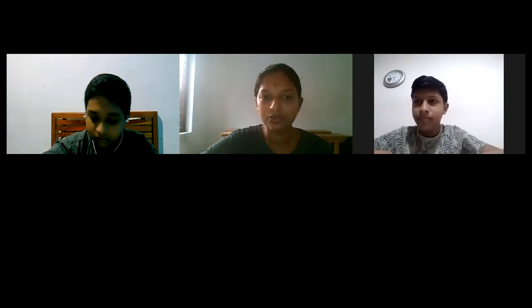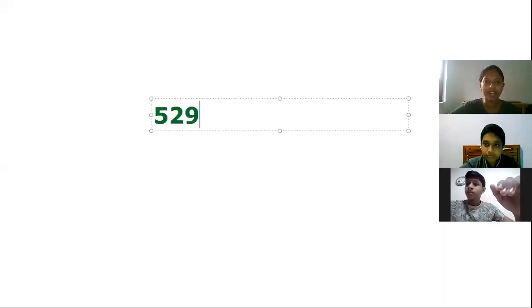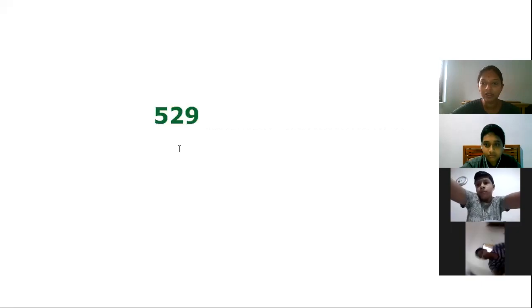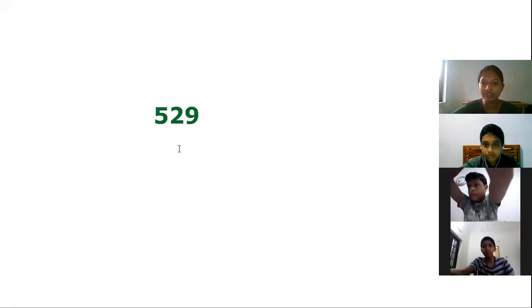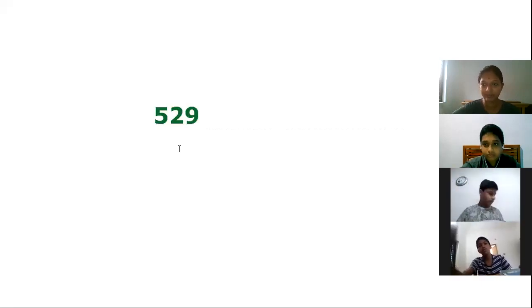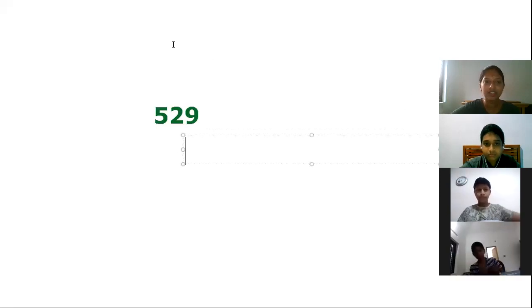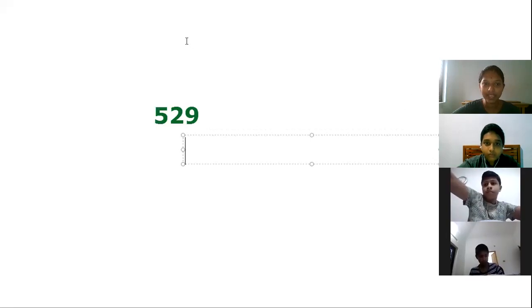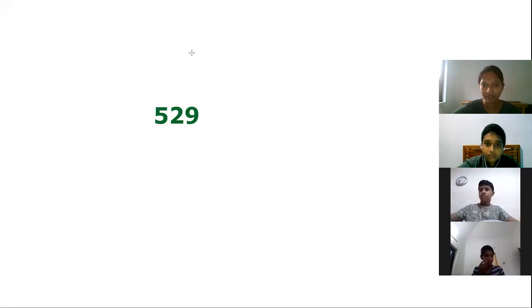Okay. So first of all, what have we done in the square root of 529? First of all, we just pair the number, isn't it? How will we pair this number? First of all, we have to start with the ones place. And here we have paired the numbers on the ones place and the tens place. These are the two pairs.